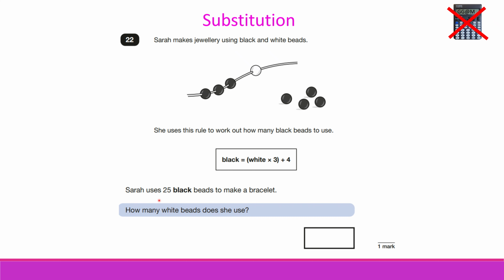Now you're told that she uses 25 black beads. So you've got to work out how many white beads she uses, and you've got to write the answer in the box here for 1 mark. It's slightly different to the other question, which was very similar, where you had to work out the black beads. This time we're working out the white beads. This is worth 1 mark in the exam.